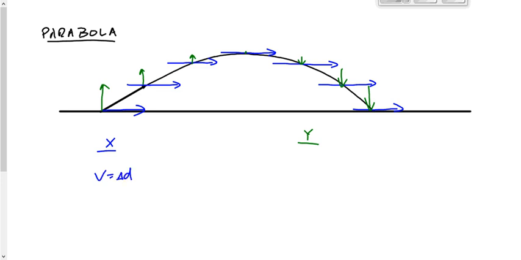V is equal to delta D over delta T. Think about that. If it's moving at a constant velocity horizontally, then why wouldn't we describe it using V is equal to delta D over delta T? And it would move at a constant velocity horizontally in the absence of air resistance. Now the y component, well, that's a group B problem, right?